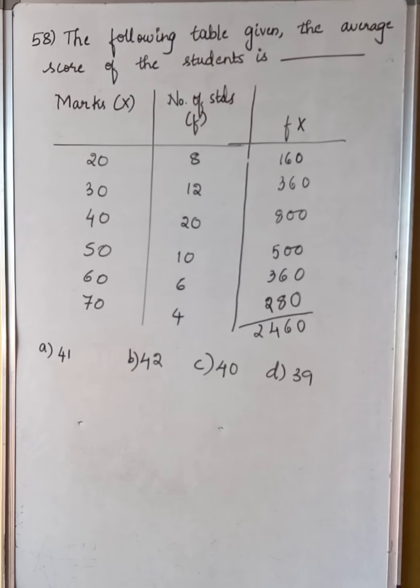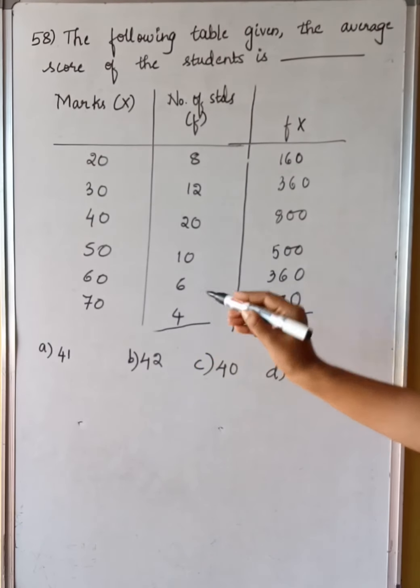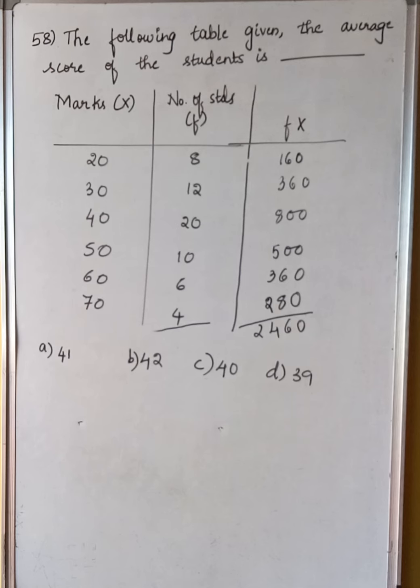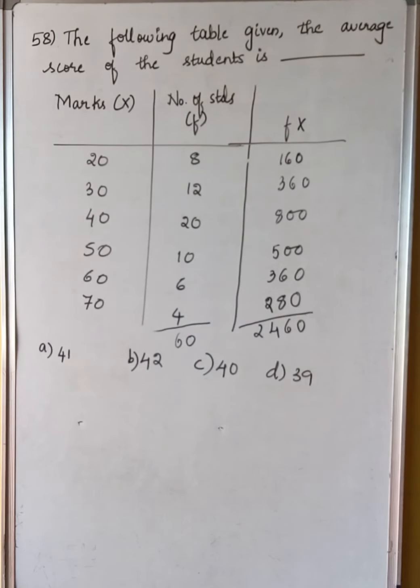Now I even need to know the sum of all the frequencies, which is nothing but capital N. So when I add all these terms, 8, 10, 8, 12, 20, 10, 6 and 4, what I'll be getting here is nothing but 60. Is it clear? Hope you have understood this part.